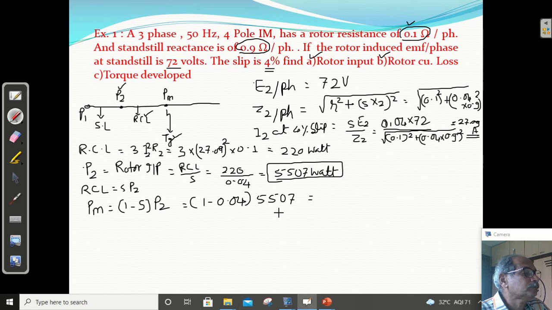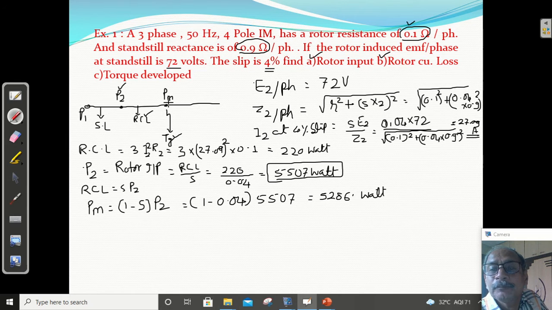So from here we will calculate the PM. What is the PM? 1 minus 0.04 into 5507. I'm getting PM equal to 5286 watt. So we got PM also.